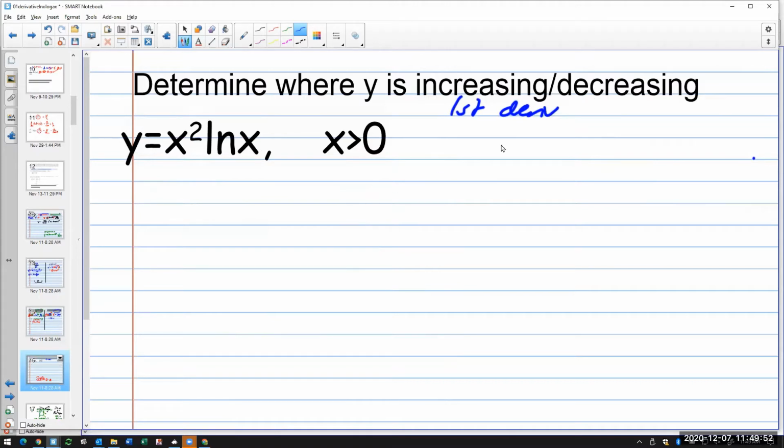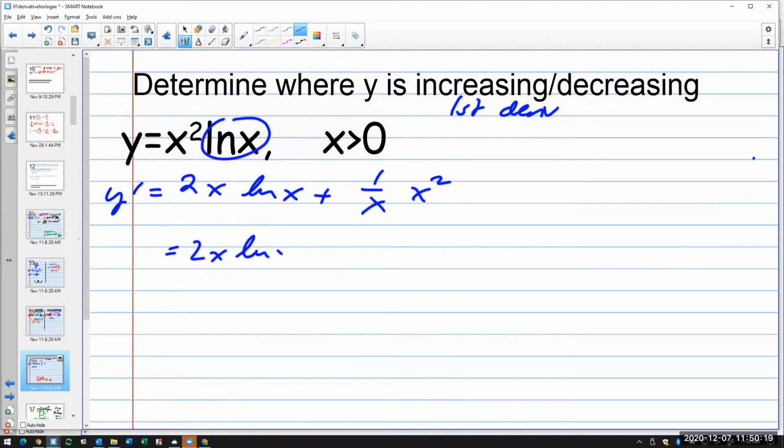Okay, if I'm using the first derivative test, let me take the first derivative. Okay, what is the first derivative of x squared ln of x? Which rule am I going to use here? Product rule. It's going to be the derivative of the first times the second plus the derivative of the second. Okay, what's the derivative of ln of x? 1 over x times the first. If I simplify this, this would be 2x ln of x plus x. You guys with me so far? All I did was take the first derivative.